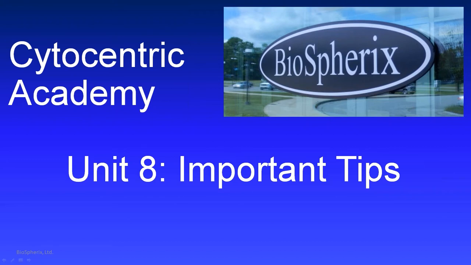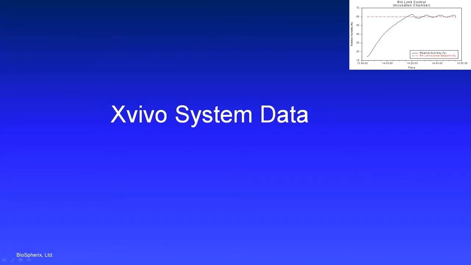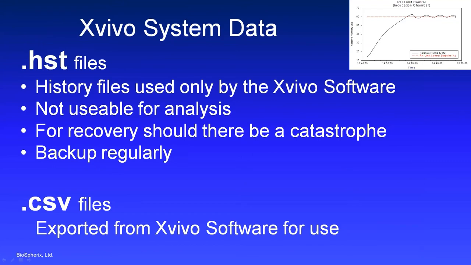We're going to start with talking about ex vivo system data. Now, there are two file types that you need to know about. There are .hst files and .csv files. The .hst files are history files. They're used only by the Ex Vivo System software to record all of its sensor data and all of the modules, and it's recorded continuously. This data is not usable for analysis outside the Ex Vivo System software.